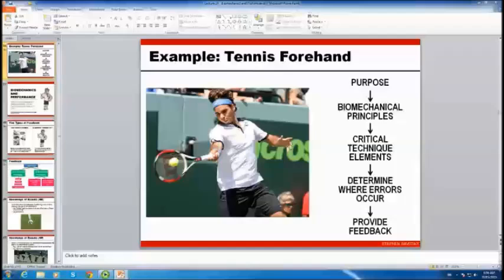Point of release. Point of contact. Three things. This is how we start to break down a skill. We start talking about biomechanical principles. What are some specific teaching points that you would give for someone doing a tennis forehand? Like, you're the coach, this person hasn't struck a tennis ball before, what do you need to tell them?